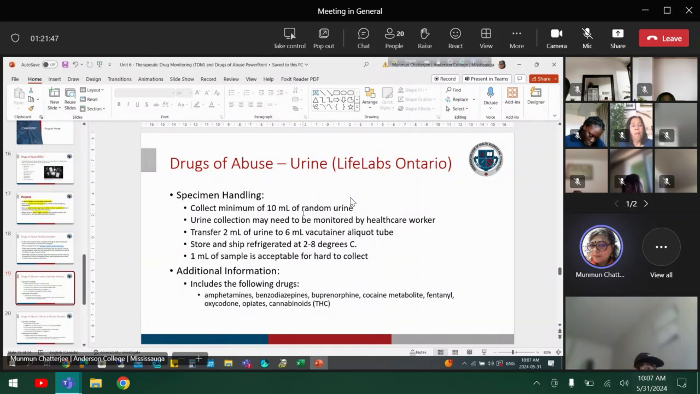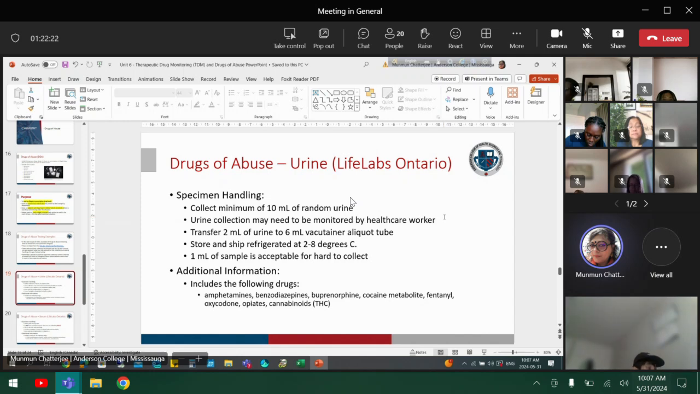Collect minimum 10 ml of random urine. Urine collection may need to be monitored by a healthcare worker because you don't know who is doing what. Maybe somebody has been caught for drug abuse by the police and brought to the hospital. They go into the washroom, they can dilute the sample. There are procedures for how you monitor.